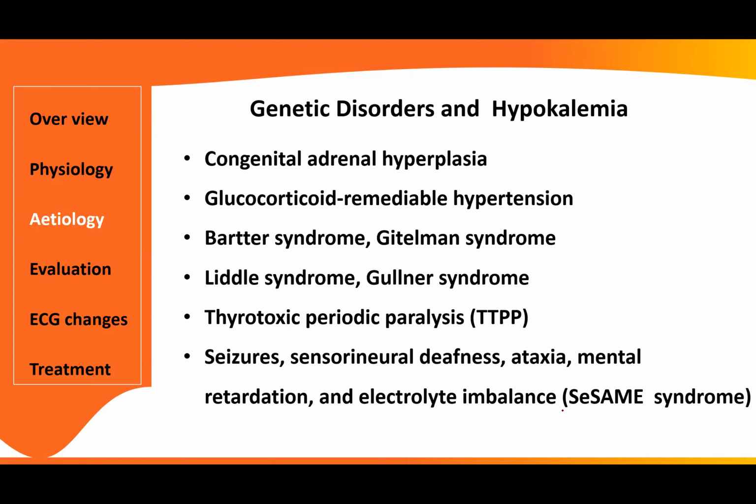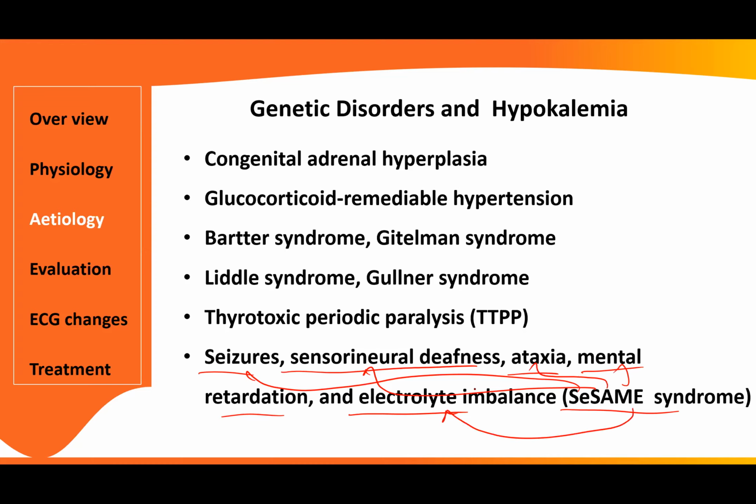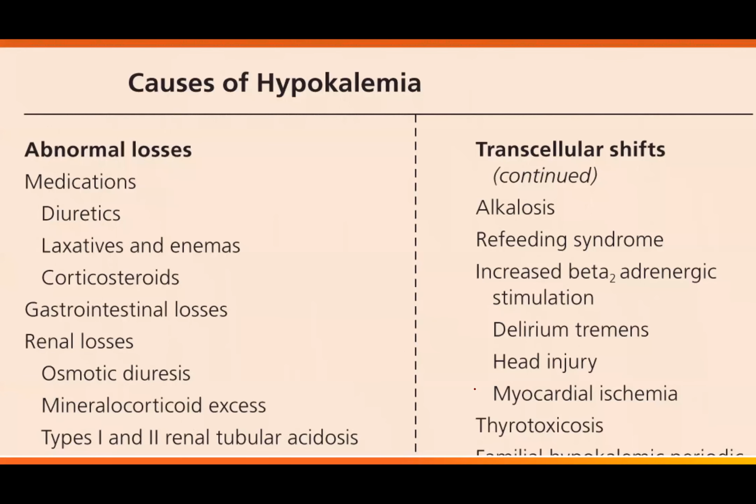Now there is one syndrome called the SESAME syndrome, which has seizure, sensorineural deafness, ataxia, mental retardation, and electrolyte impairment. S for seizure, S for sensorineural, A for ataxia, M for mental, and E for electrolyte imbalance. SESAME syndrome is a rare disorder of hypokalemia. Now, I have thoroughly given you the picture of all the things which can cause it. So now just summarize them.